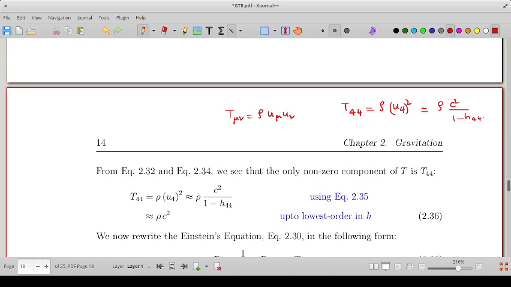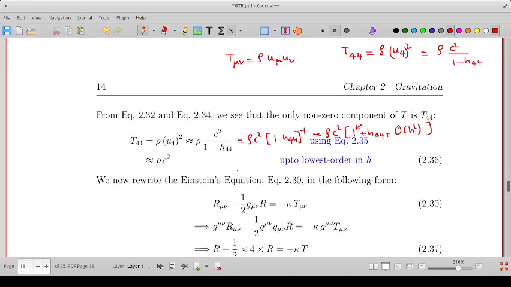Now expanding this, we have this equal to rho c square into (1 minus h44) to the power minus 1. So expanding this, I'll get rho c square (1 plus h44 plus higher order terms in h square). Now restricting ourselves to the lowest order term in h, that corresponds to 1. So the lowest order term for the energy momentum tensor is simply rho c square.